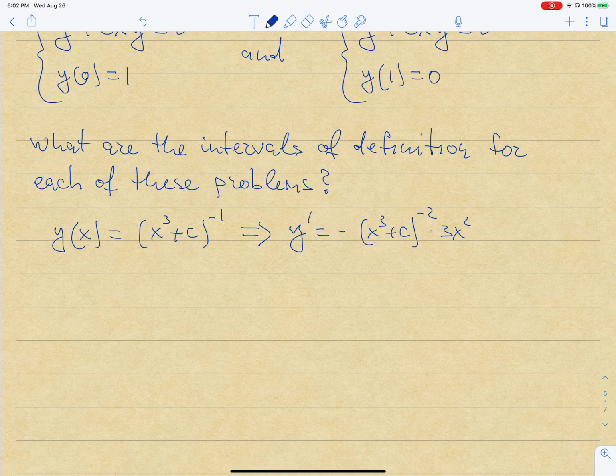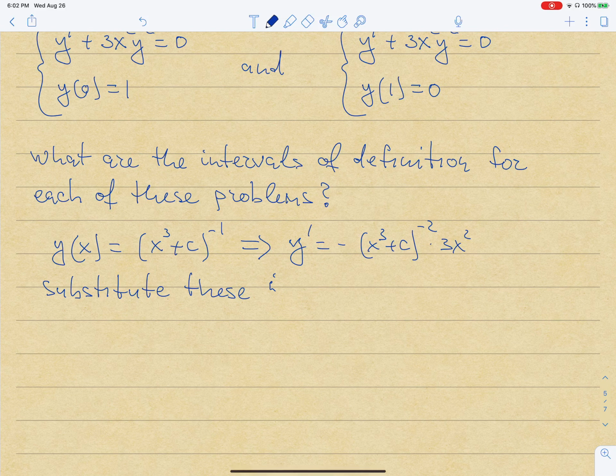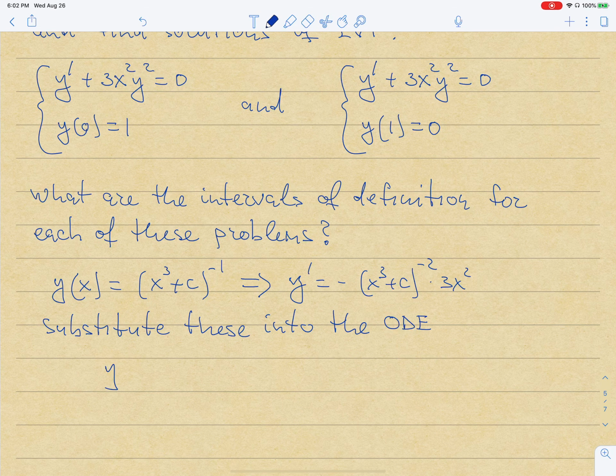And so then substituting into the equation, what are we going to get? So the equation says that I want to compute y prime plus 3x squared y squared. What is that? That's y prime that I just figured out. I'm going to move 3x squared to the beginning, so minus 3x squared times x cubed plus c to the minus 2 plus 3x squared, sorry, x squared y squared.